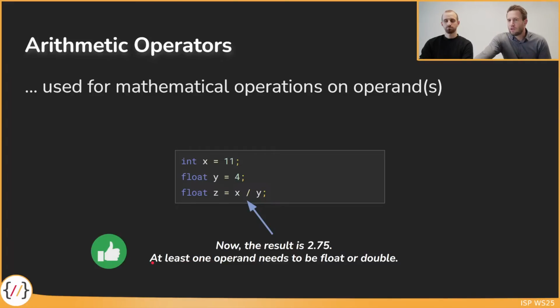The important thing here is that at least one operand needs to be a float or a double to have afterwards again a float or a double as the result. So integer divided by integer is always an integer and could then be a problem. So always be careful when you use division in programs, and if the result is not correct, that's the main source of issue most of the time.